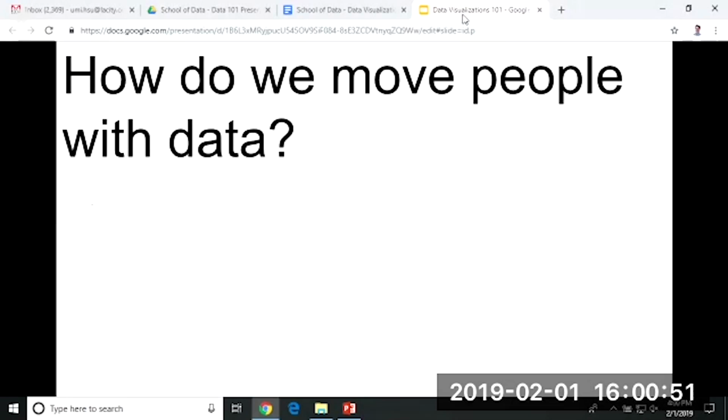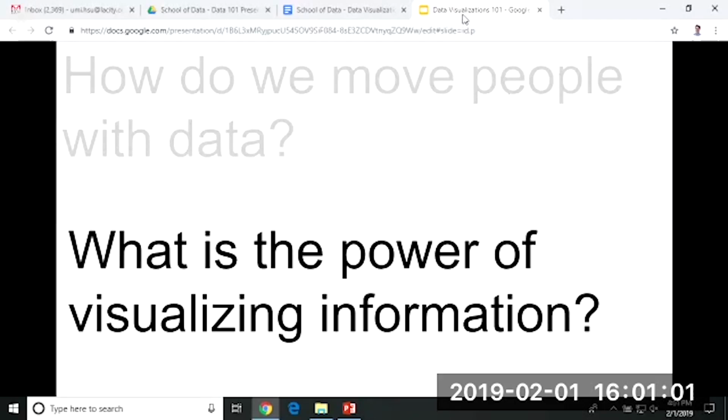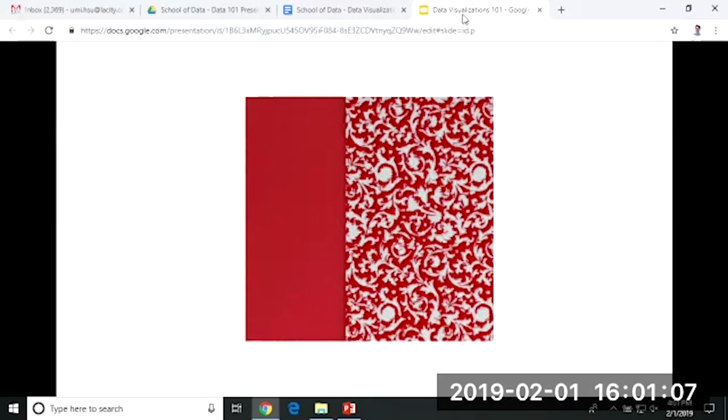Okay, so this is kind of a provocation. I don't know if we'll be able to really answer this question by the end of the 80-minute period. But how do we move people with data? And to ask this question too, what is the visual power of information? So I like to take a step back and think big about what information is and what it can do.